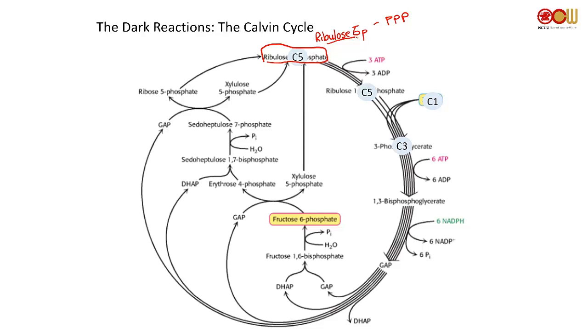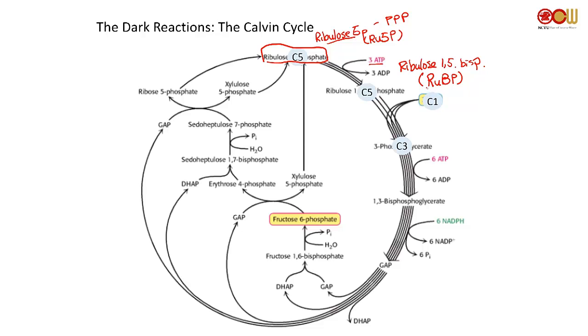The first thing it's going to do is be activated using ATP, so that we make ribulose 1,5-bisphosphate. A lot of times we just call it RuBP. And this guy is obviously Ru5P. Don't get confused, a lot of times you'll see R5P, that means ribose. So we say Ru5P for ribulose 5-phosphate and RuBP for ribulose 1,5-bisphosphate.